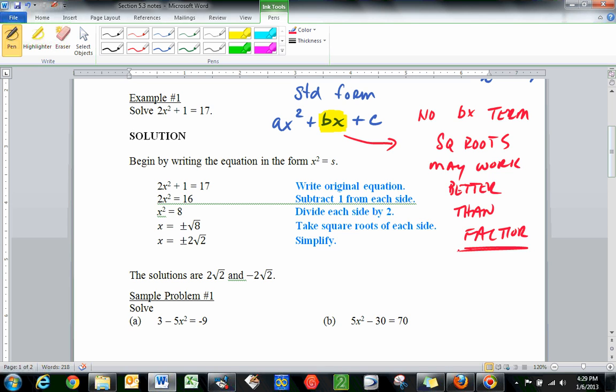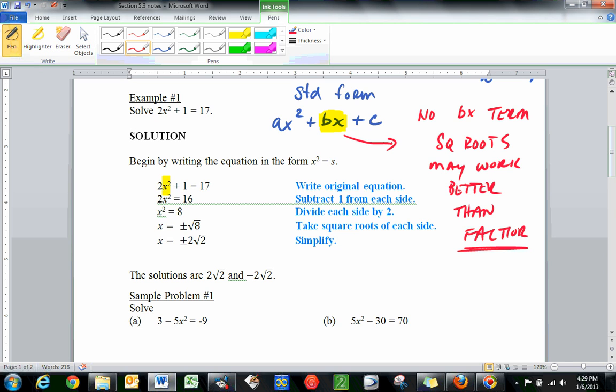Now, the very first thing that we want to do is approach this problem by getting the squared term by itself. So you can see we start with 2x squared plus 1 equals 17. We want to get that squared term by itself first so that we can then take the square root of both sides. And so this takes some basic algebra.